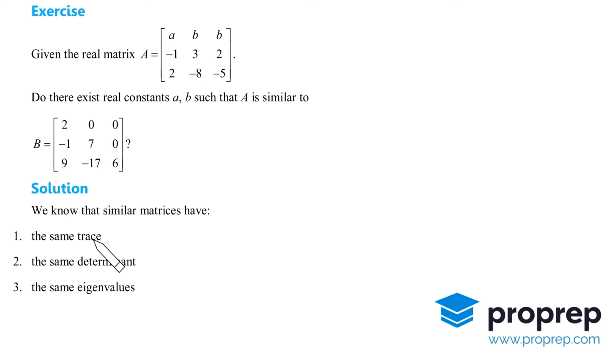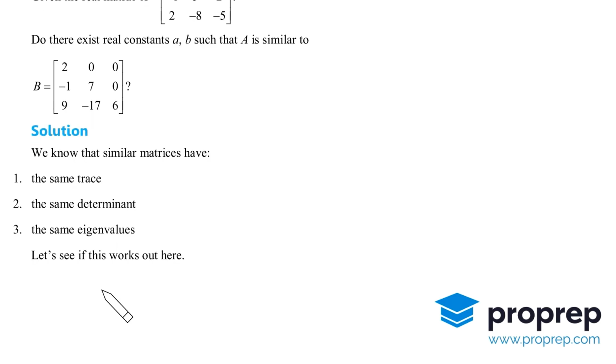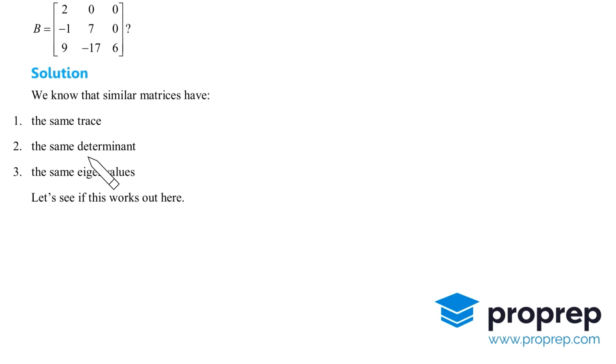Now, to help us, we know that similar matrices have certain things in common. They have the same trace, they have the same determinant, and they have the same eigenvalues. So let's see if this works out here. That's going to be the constraints that will give us equations. First of all, we'll talk about the same trace.